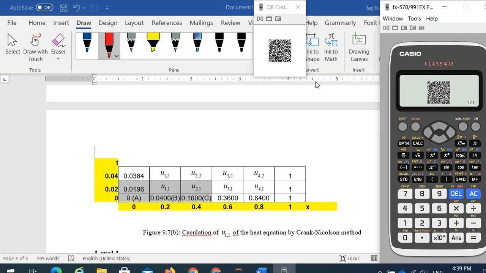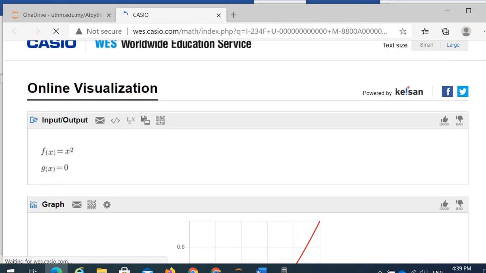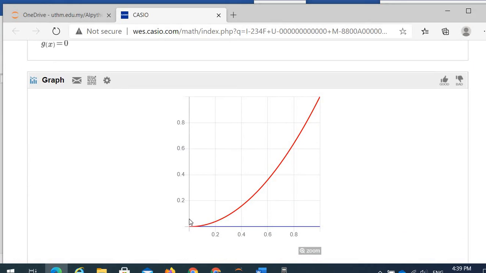Then you may use your handphone to scan and get the graph. This is for the f(x), which is x squared.